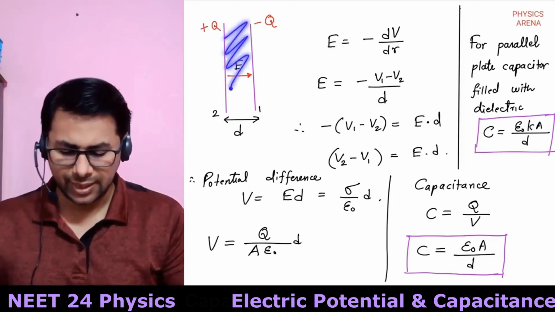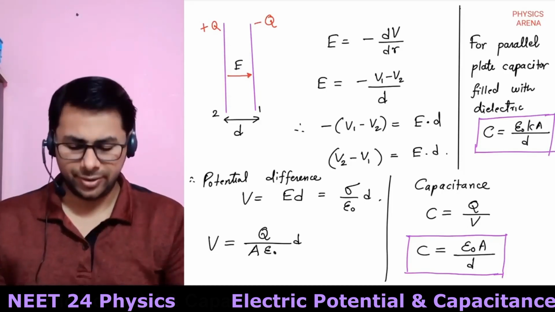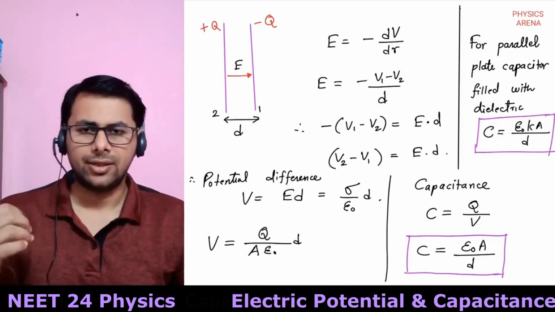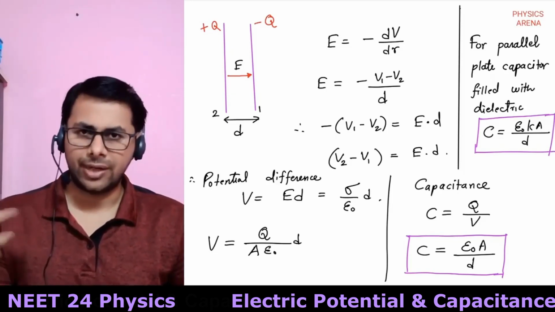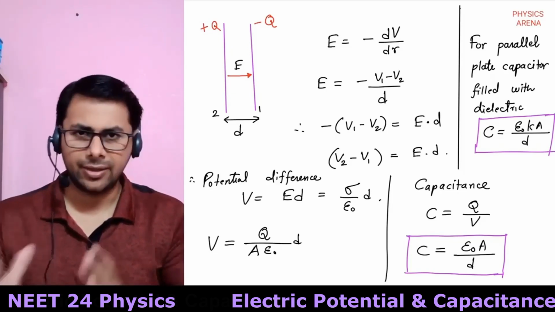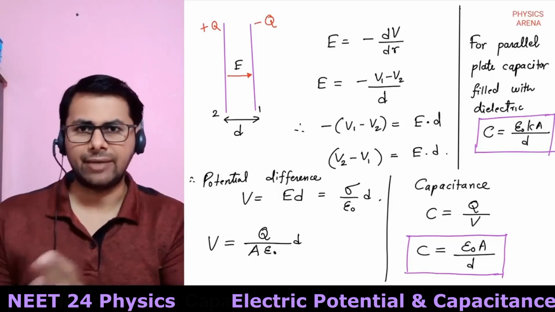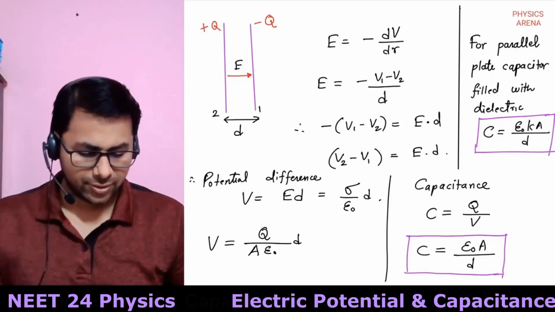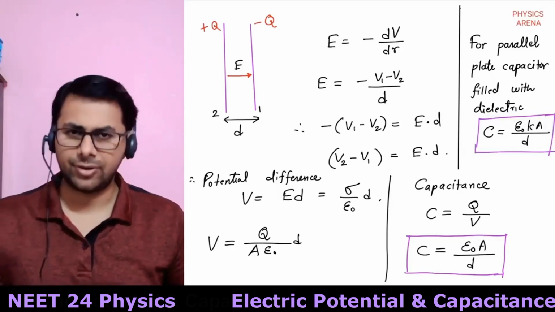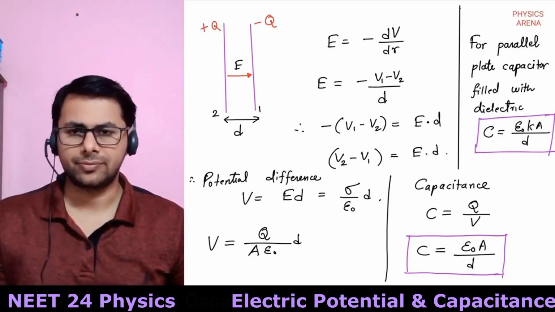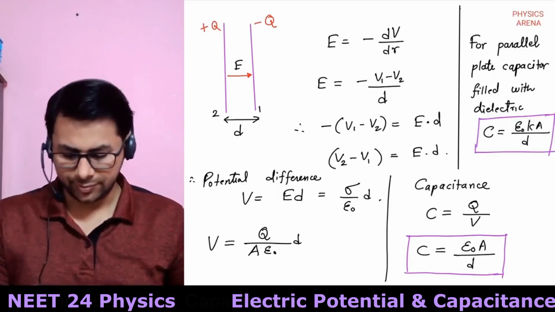It increases K times. If you insert a dielectric instead of air, then the capacitance of a capacitor will increase by a factor of K. It will be K times the original capacitance. So with dielectric, it is epsilon naught K A upon D. Is this thing clear?